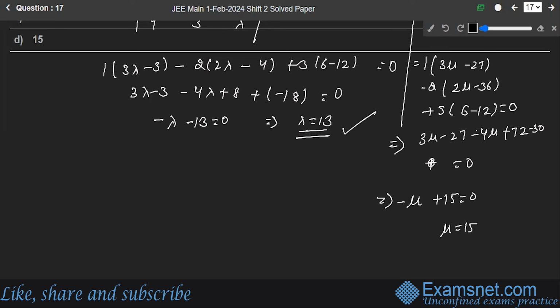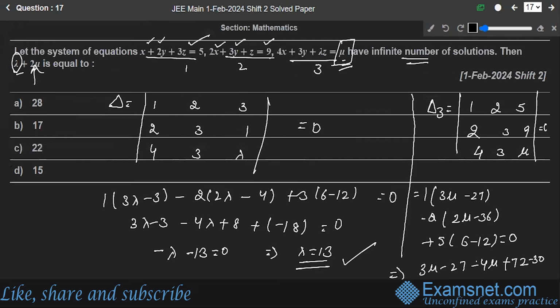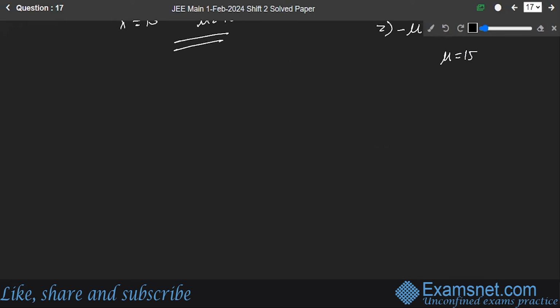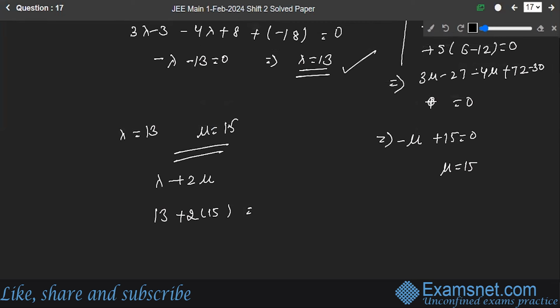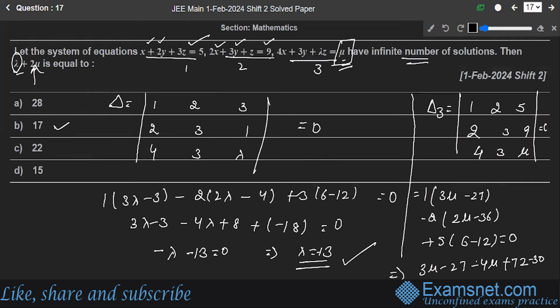I got the value for lambda as minus 13 and mu as 15. What you had to find out in the question is lambda plus 2 mu, which is minus 13 plus 2 into 15. This will be minus 13 plus 30, which will be 17. So this is the answer to the question, option B. Hope you're clear with this. Let's move to the next question then.